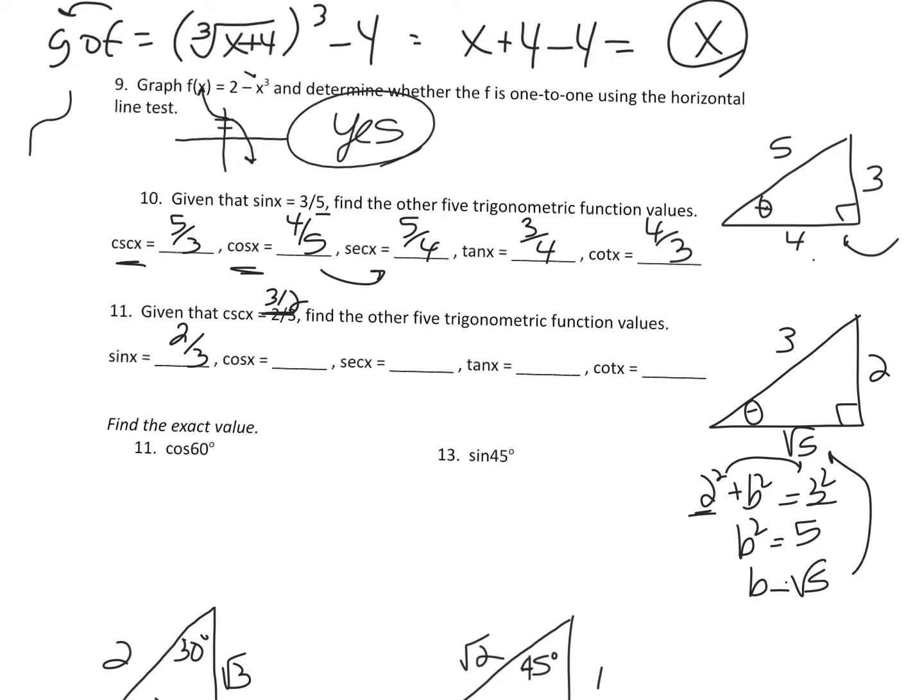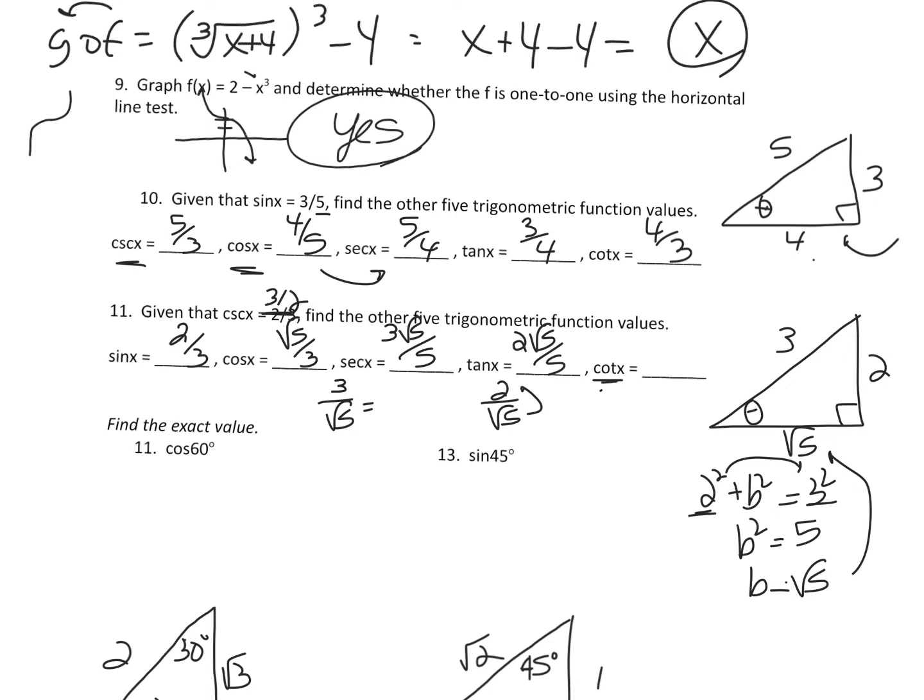Okay, so cosine. Cosine is adjacent over hypotenuse, which is square root of 5 over 3, which means secant is the reciprocal of that, which is 3 over the square root of 5. And remember how we simplify that. We move the square root of 5 to the top, take the 5 out on the bottom, and there you go. Tangent is opposite over adjacent, which in this case would be 2 over the square root of 5. If you rationalize, you get 2 root 5 over 5. Again, just move the radical to the top, take the number on the bottom.